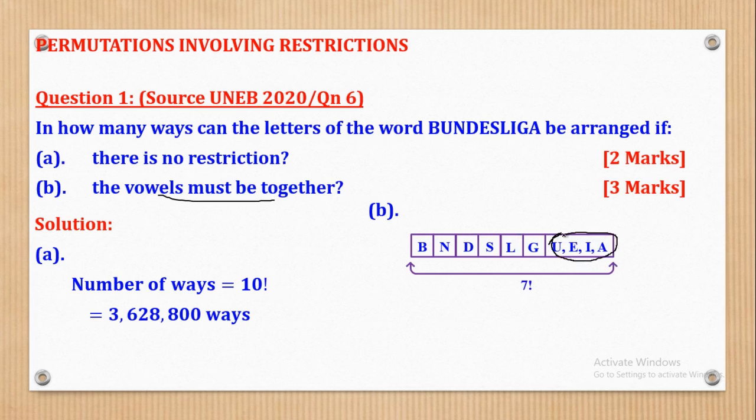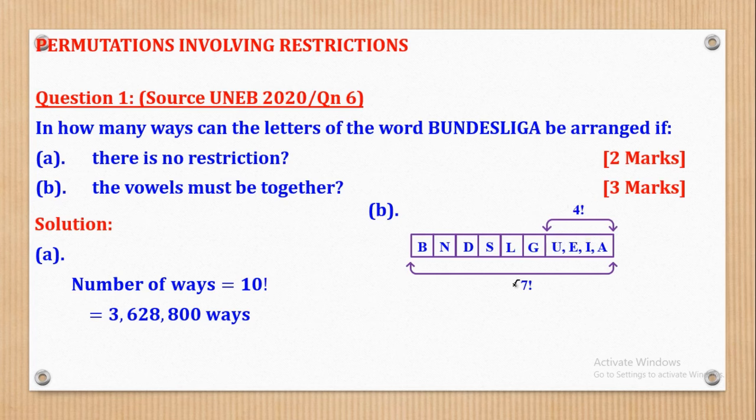When you take them as one, it means there will now be 1, 2, 3, 4, 5, 6, 7 objects. That is why you see a 7 factorial. So when the vowels shift, all of them must shift. That's what they mean by taking them as one. But also within these vowels, they can be rearranged. So when you rearrange them, there will be 4 factorial. Why? There are 1, 2, 3, 4 objects. That is why there is 4 factorial.